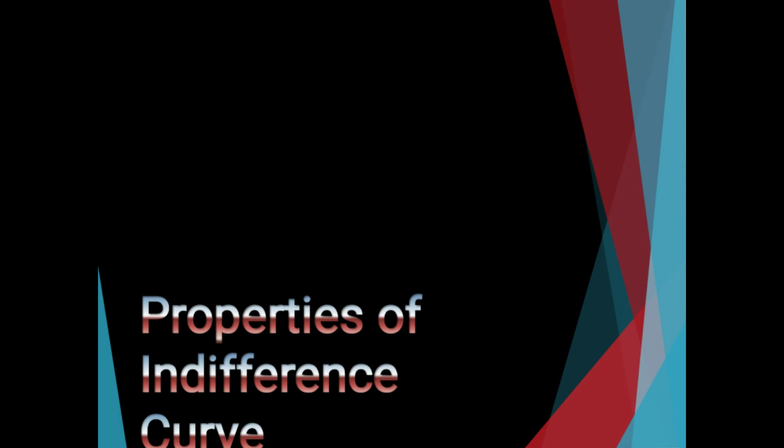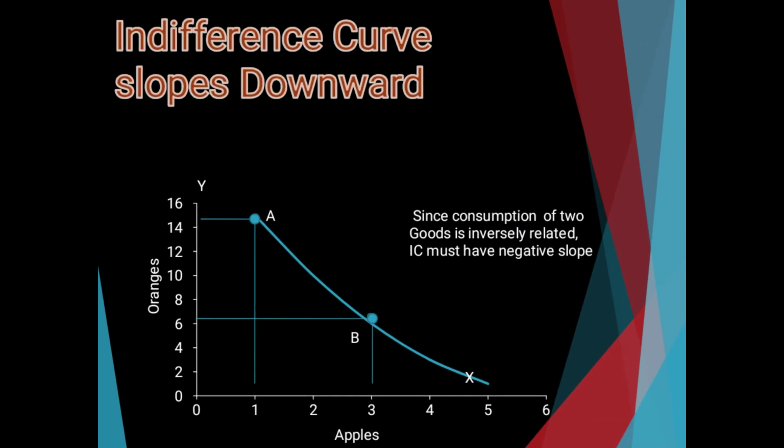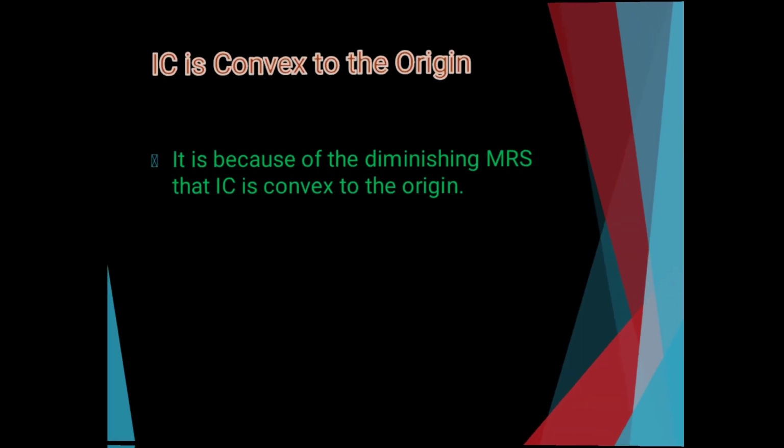Now we will discuss the properties of indifference curve. The first property is that an indifference curve slopes downward. Why does it slope downward? Because it has a negative slope, and the consumer always prefers more of commodity 2 instead of commodity 1. Since the consumption of the two goods is inversely related, the indifference curve must have a negative slope.